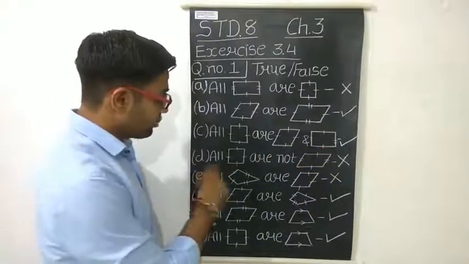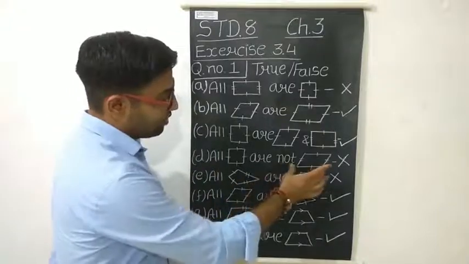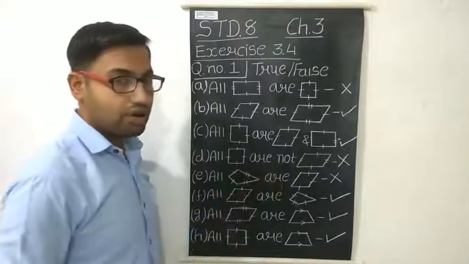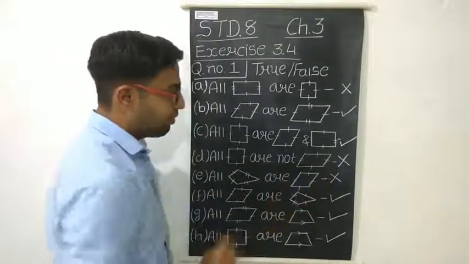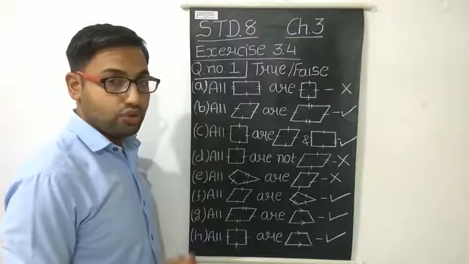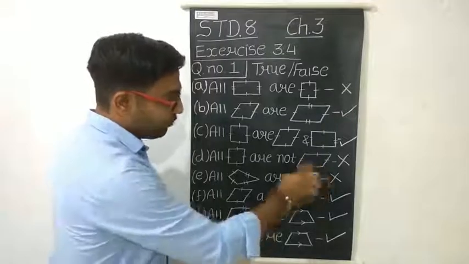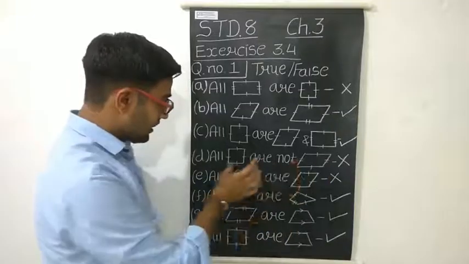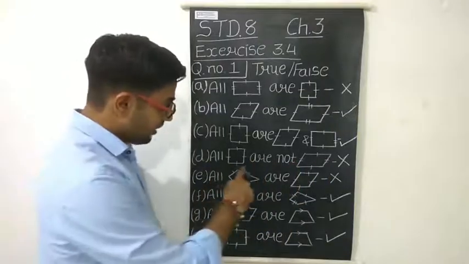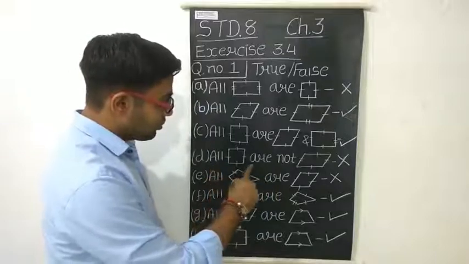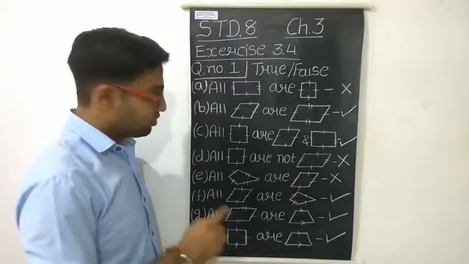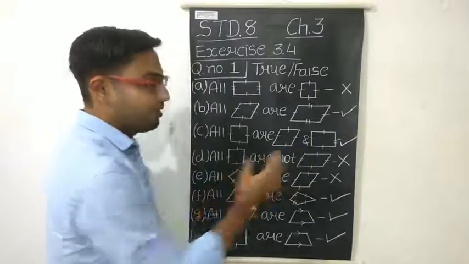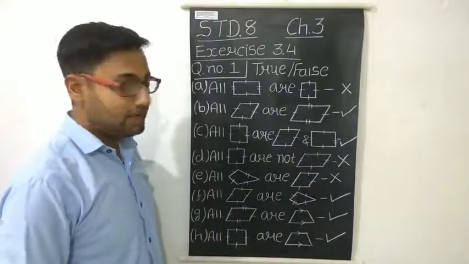D. All squares are not parallelograms. What is the minimum requirement of a parallelogram? It must have both pairs of opposite sides equal and parallel. So yes, all these conditions are satisfied by the square. So this statement states that all the squares are not parallelograms. So this statement is false because all the squares are parallelograms, right?